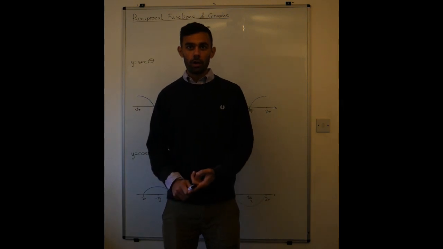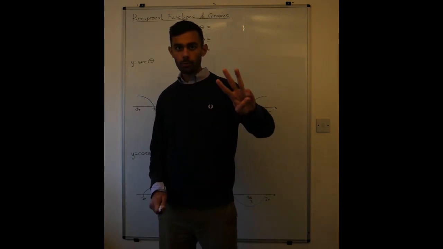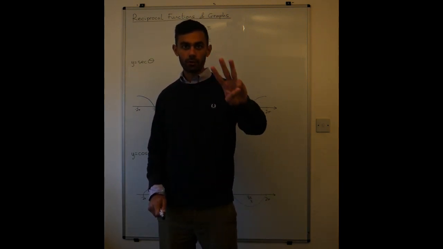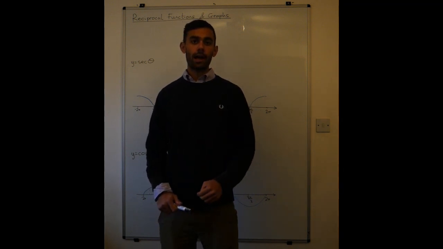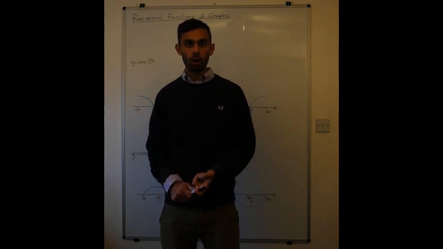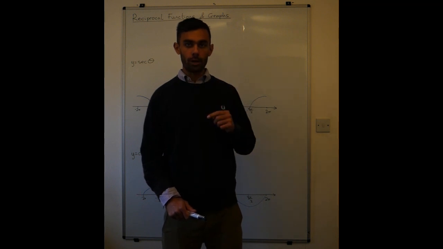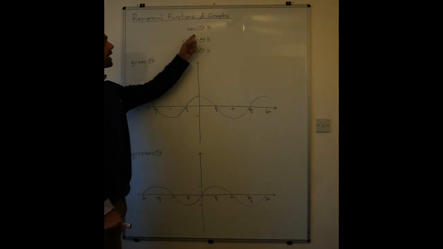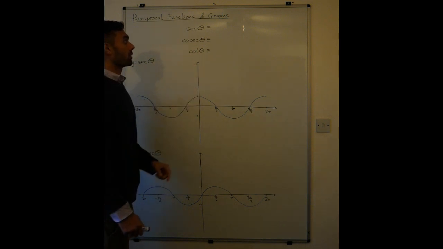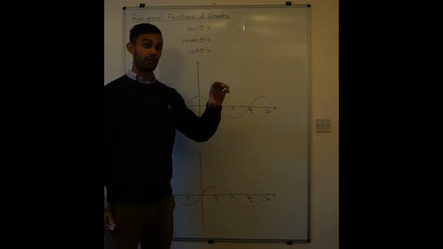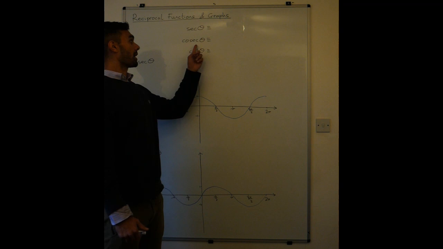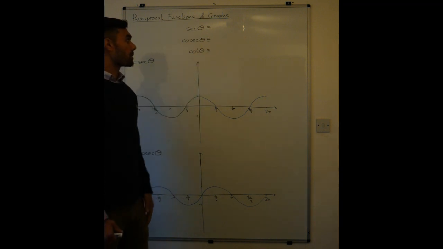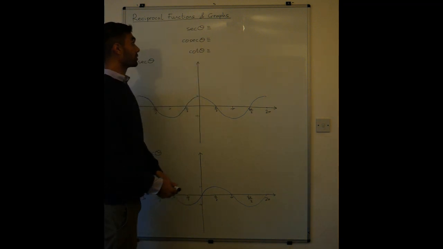In this video, we're going to look at the 3 reciprocal trig functions you must know for A-level and how to draw their graphs if you haven't committed them to memory. Alright, so the 3 functions are sec, cosec and cot, which are actually abbreviations for secant, cosecant and cotangent. Not really important for the course.